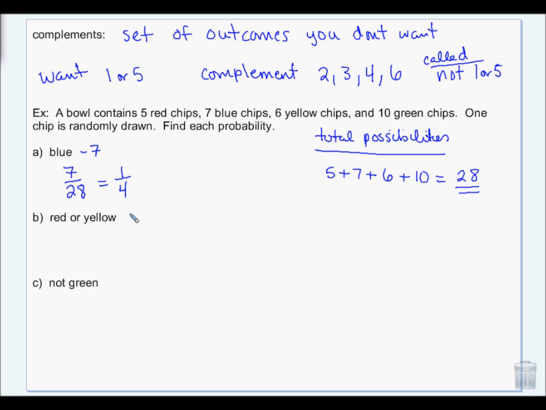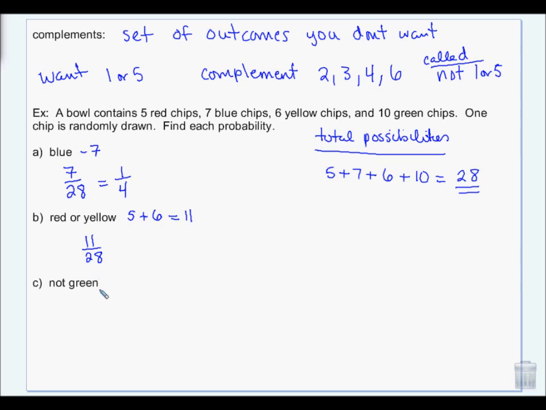Okay. There are 5 red and 6 yellow, right? So that's 11. So I put that 11 over 28, and I can't reduce it, right? 11 and 28 don't reduce, so that's my probability, 11 over 28.